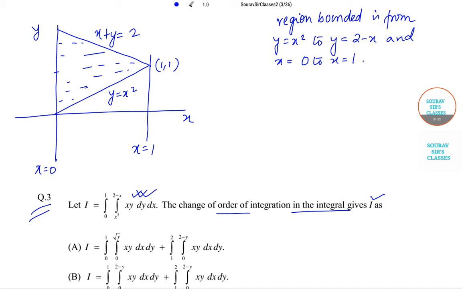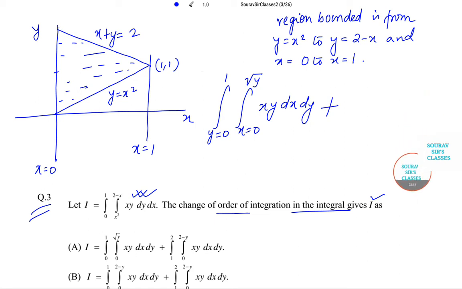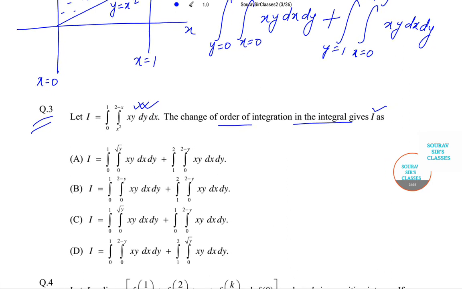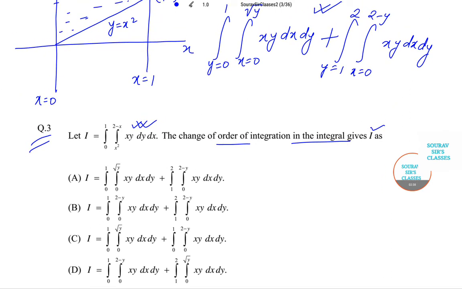Now, by changing the order of integration, we get integration y is equal to 0 to 1, integration x is equal to 0 to under root y, xy dx dy, plus integration y is equal to 1 to 2, integration x is equal to 0 to 2 minus y, xy dx dy. Now this answer obtained is a perfect match to option A. So A will be the correct answer to this particular question.